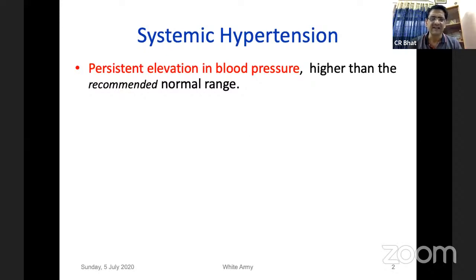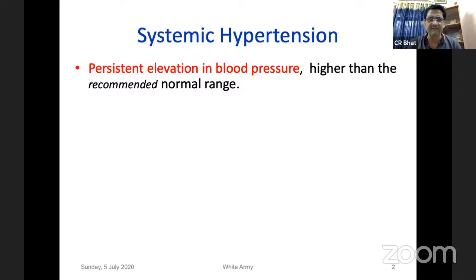Now we all are aware that there are so many definitions available. There are simple things. To call it systemic hypertension, there should be persistent elevation of the blood pressure, higher than the recommended normal range. When I say the recommended normal range, I'll come back to that. Previously, for different age and different gender, different levels of blood pressure were considered to be normal. Now, whenever we diagnose hypertension, it is not a single value which says that the patient has hypertension. It's a persistent elevation. We need a number of recordings of the blood pressure.